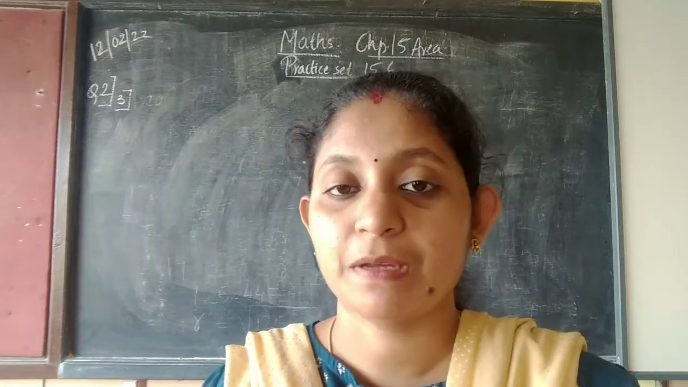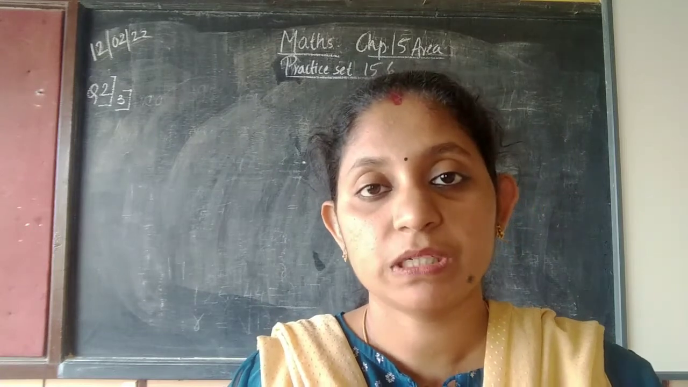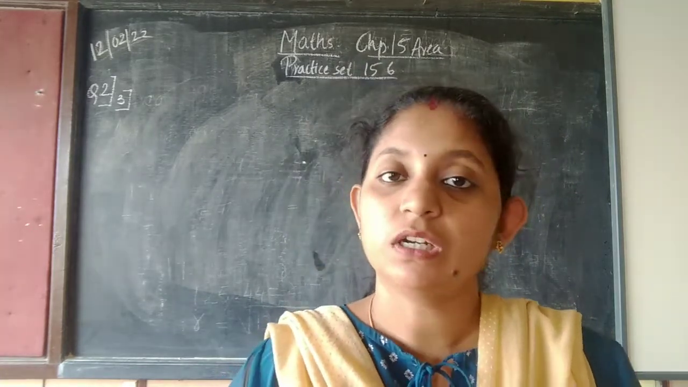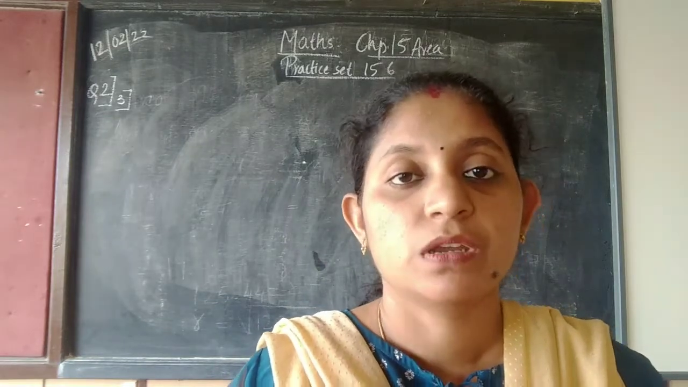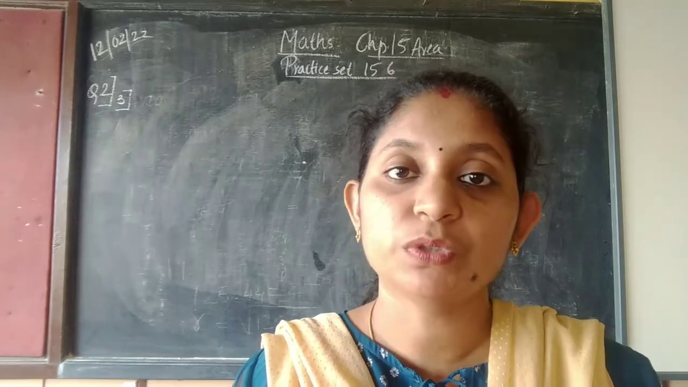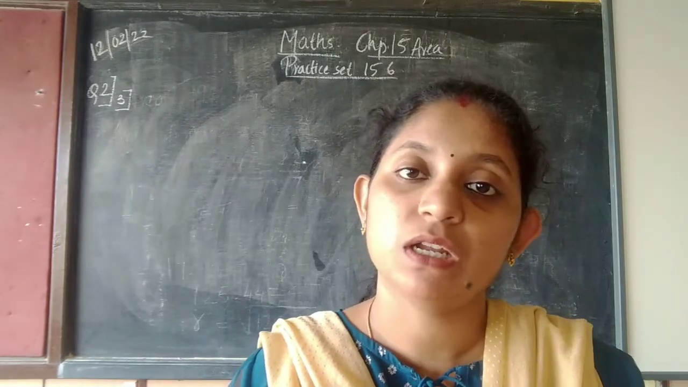In yesterday's video we completed practice set 15.6 question number 2. In that, only the first and second ones were done. The third one we are going to do today. I hope you all remember the formula: area of a circle is equal to pi r square. And what is the circumference of a circle? That is nothing but 2 pi r.